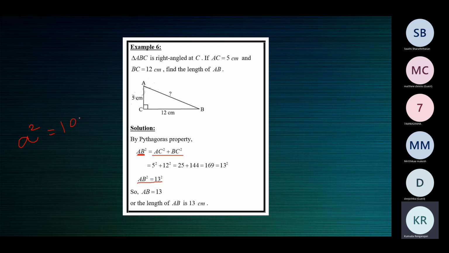If you're given an equation like A square is equal to 100, supposing we have to solve this, A square is equal to, what is 100? 10 square. 10 into 10 is 100. So the squares on both sides get cancelled, and so we have A is equal to 10. The value of A is 10.